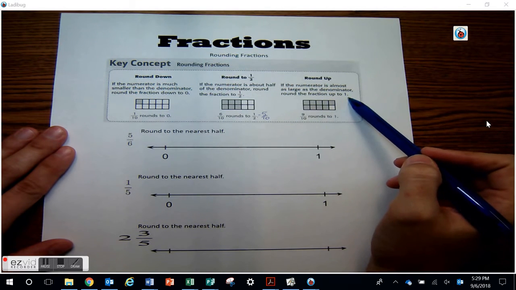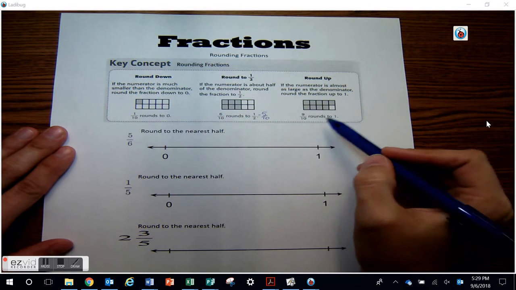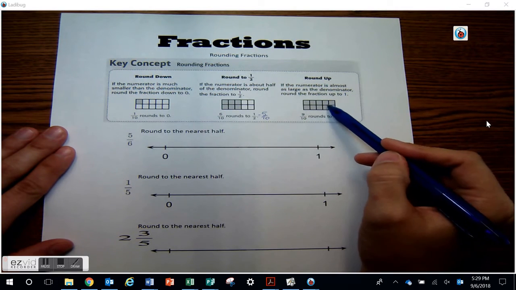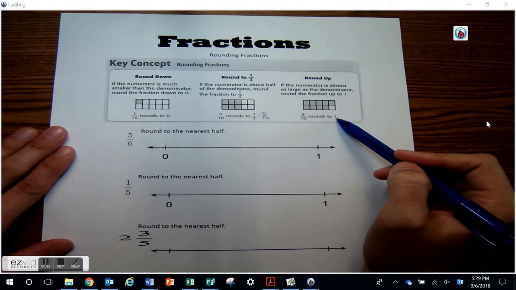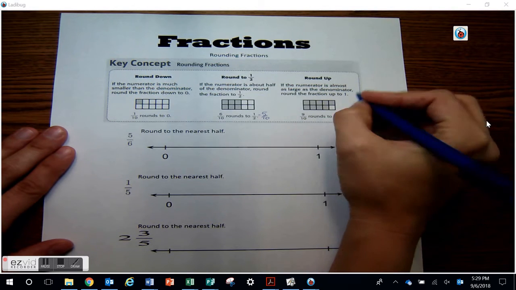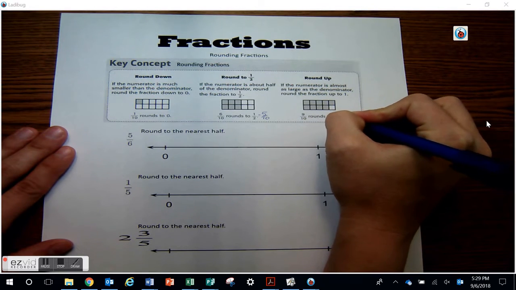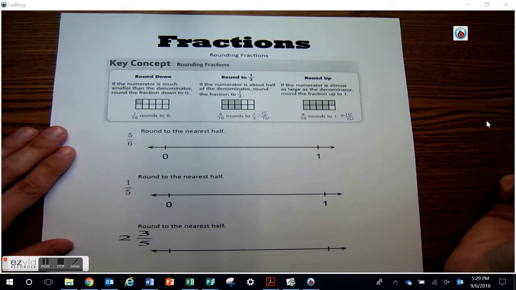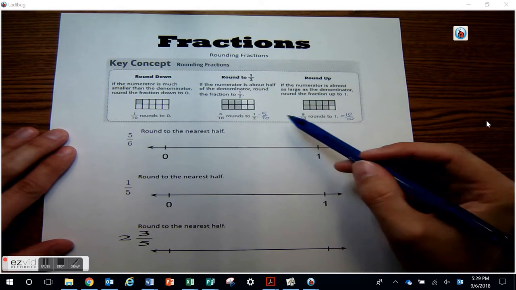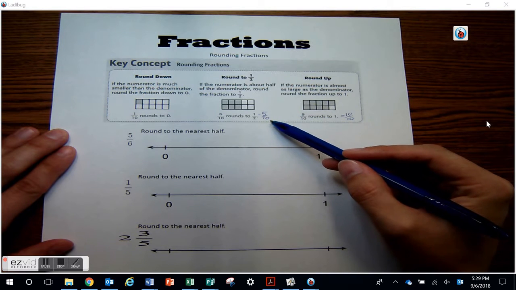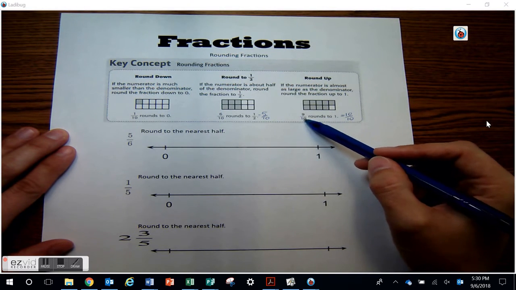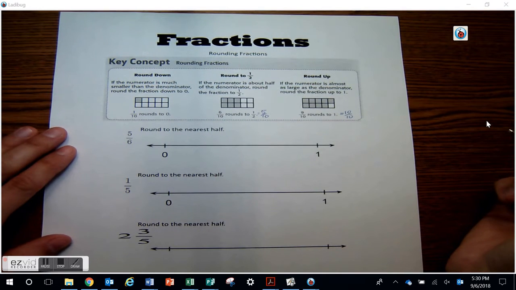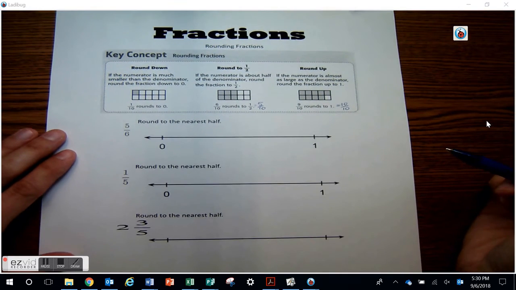If the numerator is almost as large as the denominator, round the fraction up to 1. So we round up. Here we have 10 pieces to create our whole, and we have 9 of those shaded in. One whole would be 10/10. So here we're very close, having 9/10. We already know from our last problem that half is 5/10, so 9/10 would be a lot closer to 10/10.